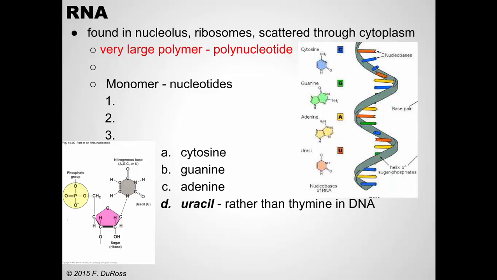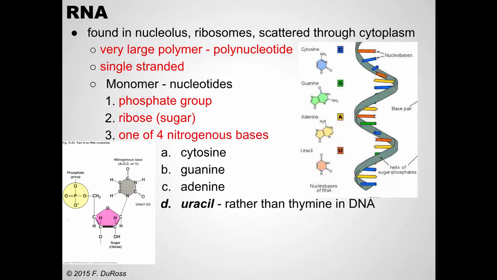So RNA is another polymer. It's not as large as DNA. It's only single-stranded. It also has a monomer, which is a nucleotide. And it has the same basic parts. You have a phosphate, you have a sugar. It's a different sugar, it's ribose. And then you have a base.